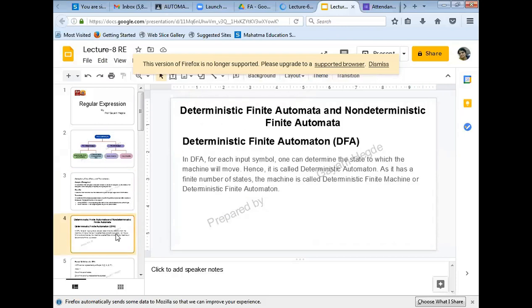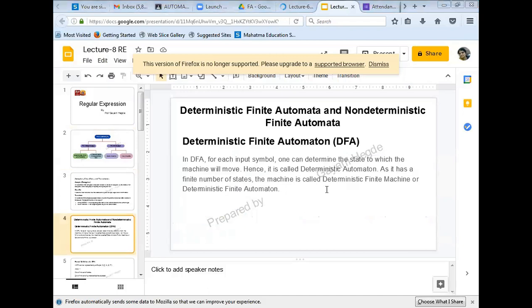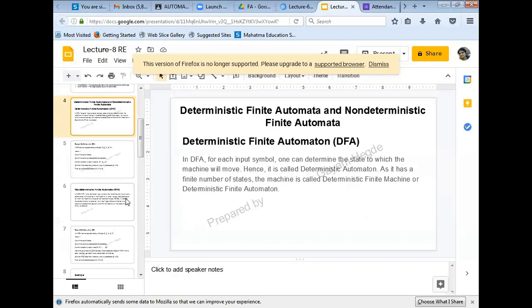Now, as we have seen here, finite automata is broadly divided into without output and with output. In without output, we saw DFA and NFA, deterministic finite automata and non-deterministic finite automata. What is this DFA and what is NFA? What is deterministic and non-deterministic? In deterministic finite automata, for each input symbol, one can determine the state to which the machine will move. I'll go to non-deterministic, then this definition will be more clear.